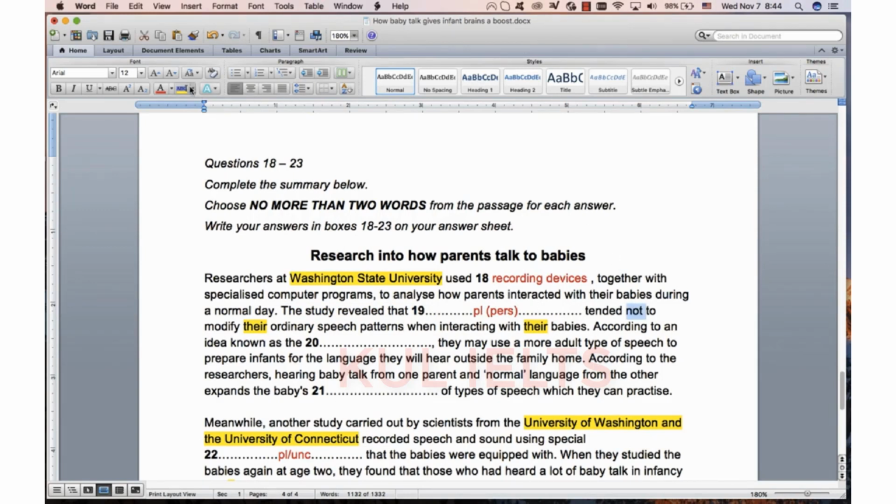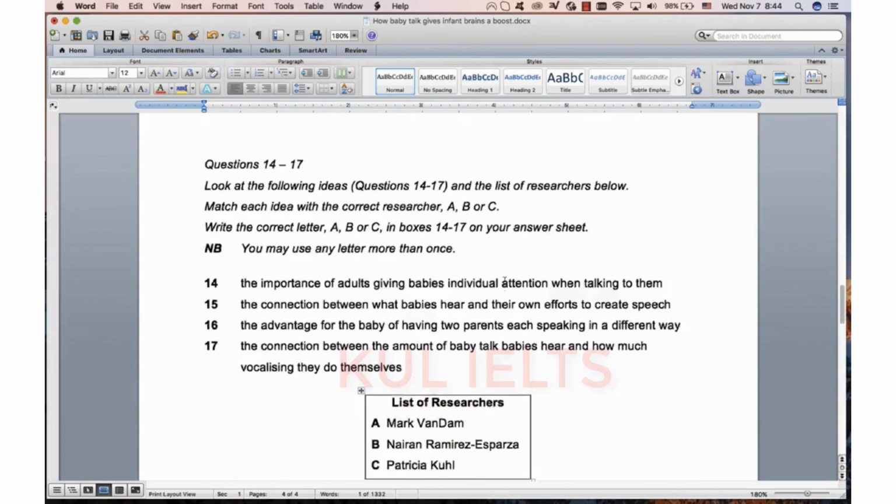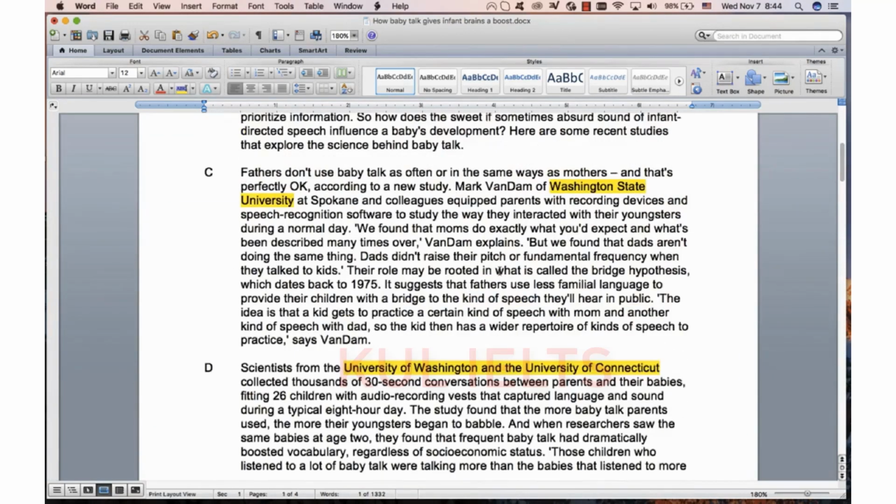Please notice the negative. The negative often helps you. Tended not to modify. I hope you know what modify means. Modify means to change. Tended not to modify their ordinary speech patterns when interacting with their babies. Who did not change their speech patterns?